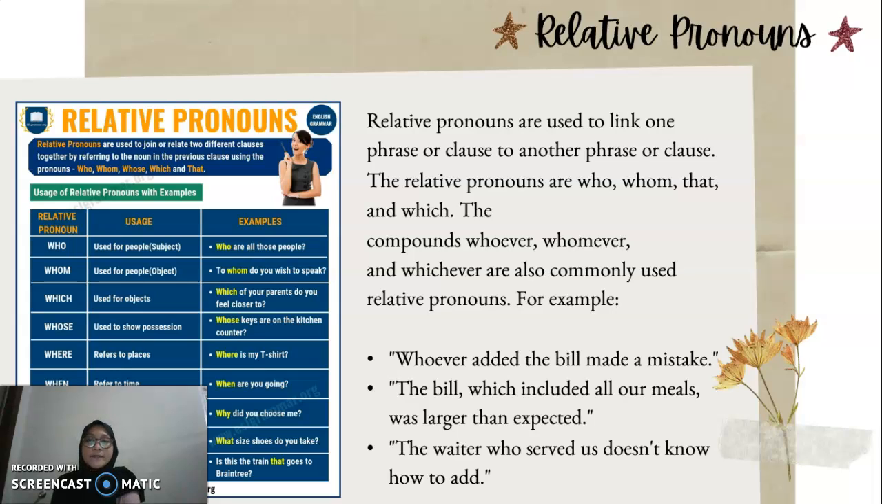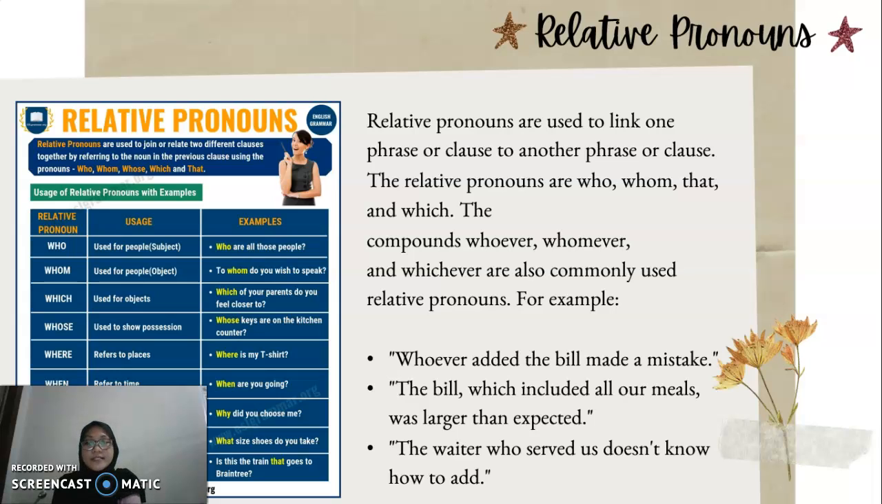Usage of relative pronouns with examples. Who, used for people. For example, "Who are all those people?" Whom, used for people as an object. "To whom do you wish to speak?" Which, used for objects. "Which of your parents do you feel closer to?" Whose, used to show possession. "Whose keys are on the kitchen counter?"